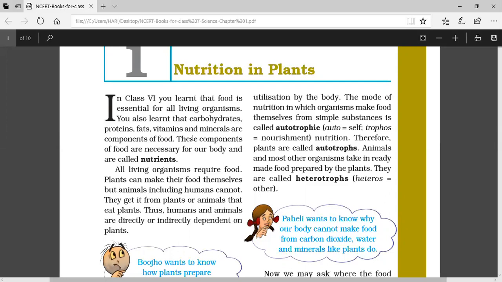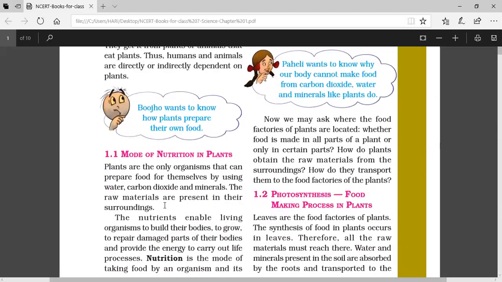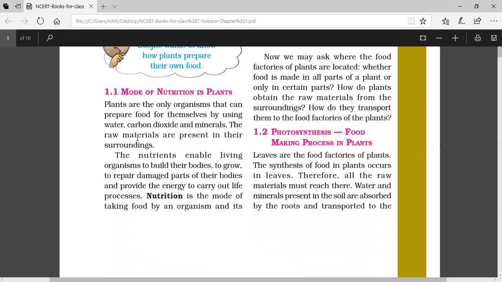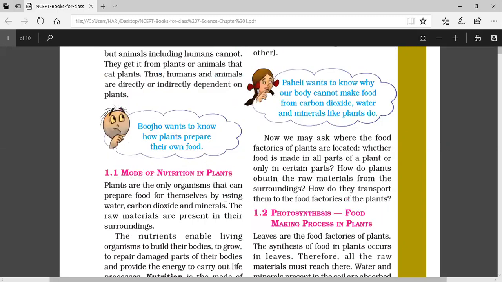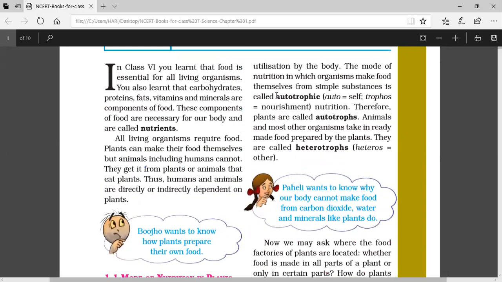These components of food which are needed by the body are called nutrients. The main nutrients of food are carbohydrates, fats, proteins, vitamins, and minerals. In this lesson, you are going to learn about nutrition and the different modes of nutrition. The mode of taking in of food by an organism and its utilization by the body is called nutrition.